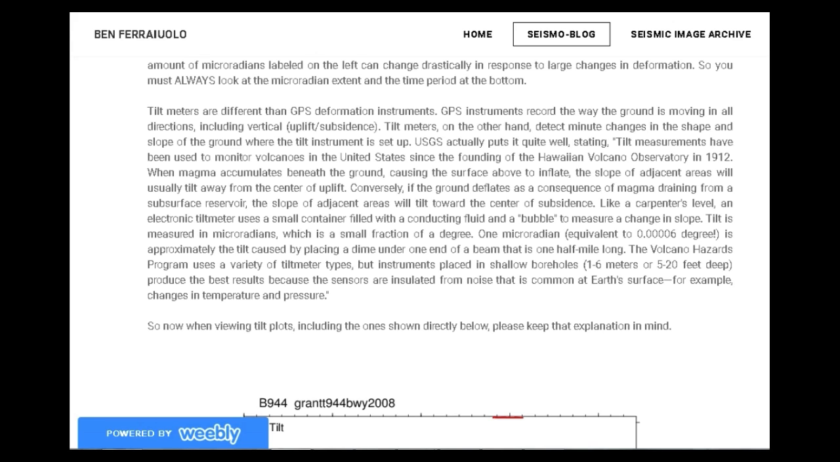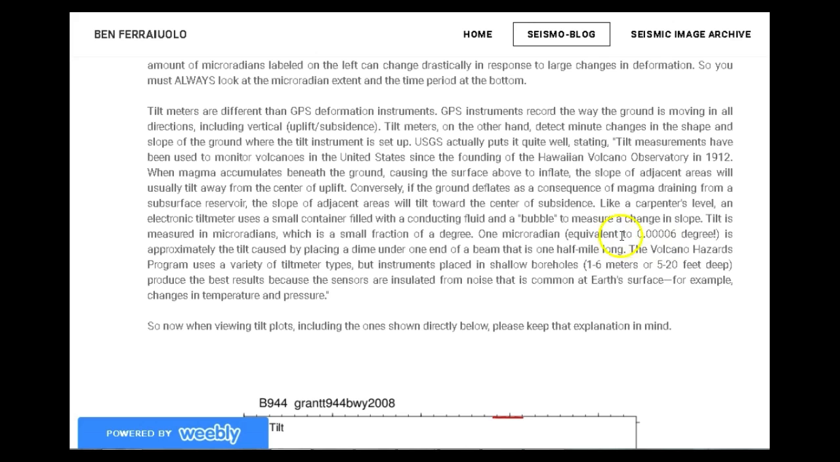Like a carpenter's level, an electronic tilt meter uses a small container filled with a conducting fluid and a bubble to measure a change in slope. Tilt is measured in microradians, which is a small fraction of a degree. 1 microradian, guys, listen to this. 1 microradian is equivalent to 0.00006 degrees. Wow. But still, it might not seem like a lot, but when you're talking about a huge area of land like at Yellowstone, even the smallest increase in uplift will show on the tilt meters as it starts to angle away from the uplift area.